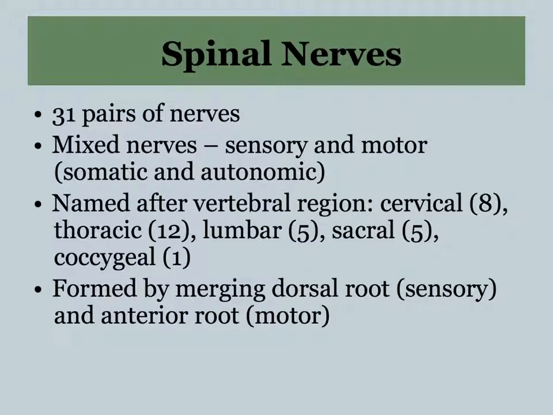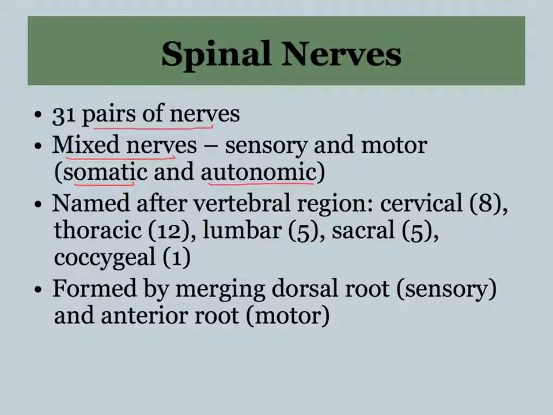Now we'll move on to spinal nerves. There are 31 pairs of nerves, and these spinal nerves are mixed nerves, that they contain both sensory and motor information, and they include directions to both the somatic, the voluntary skeletal system, and the autonomic, the homeostasis, the balancing glands and muscles that are involved in keeping your internal environment in the right place, regardless of what happens in the external environment.